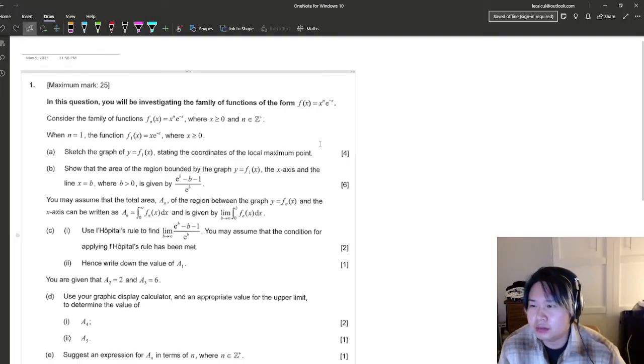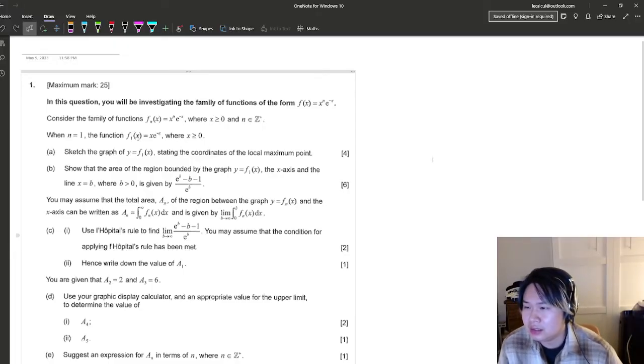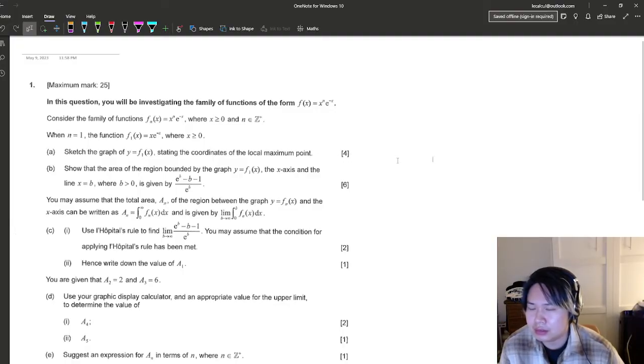Okay, here we go. We're going to see the family of functions in the form x to the power of n times e to the negative x. n is an integer, and when n is 1, then f1 is just this. Sketch the graph, stating the coordinates of the local maximum point.